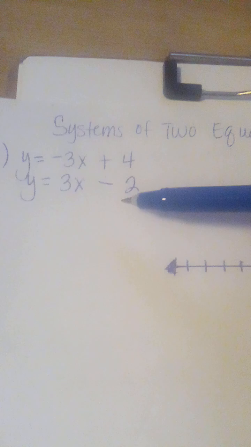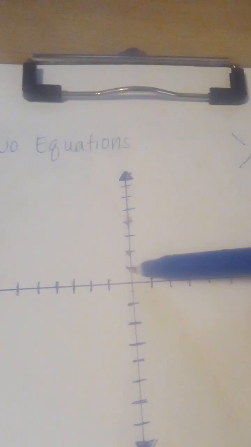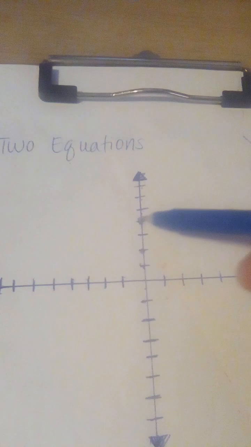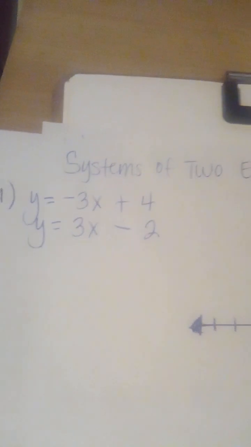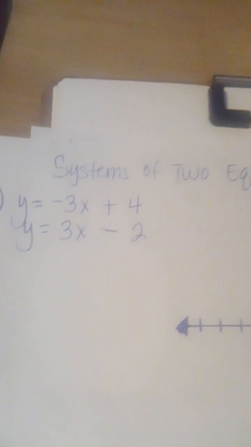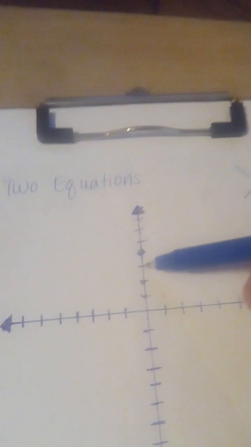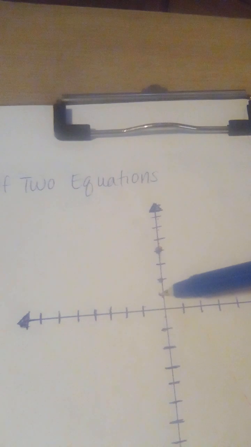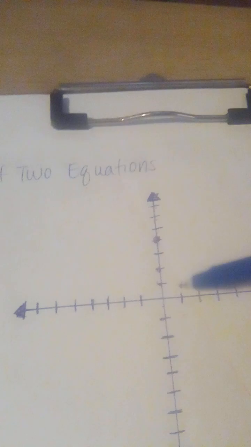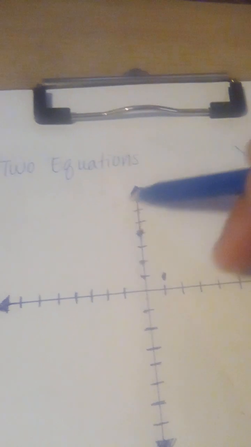I'm going to plot this right now. So let's plot the first one. We have negative 3x plus 4. We'll go up 4, so 1, 2, 3, 4. This is the first one. And negative 3, will we go up or down? We go down, right? So we'll go down 3: 1, 2, 3, and then go to the right 1. And then the same thing in the opposite direction.